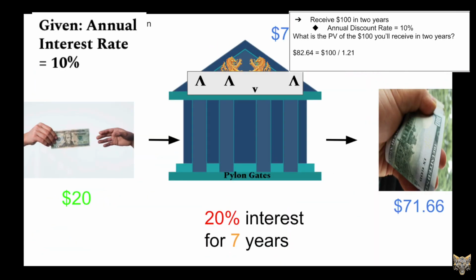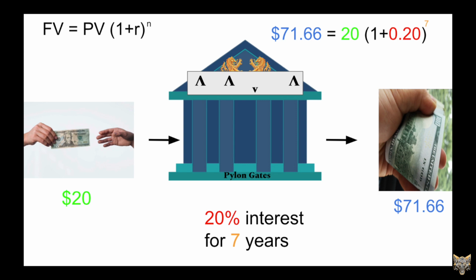Let's run this formula inverted one more time. So in this scenario, pretend that you give this institution, the Pylon Gates, $20, okay? You give them $20 because this institution is promising 20% interest for 7 years. So what's going to happen to your $20 after the 7 years of 20% interest? Well, you're going to end up with $71.66 in total.